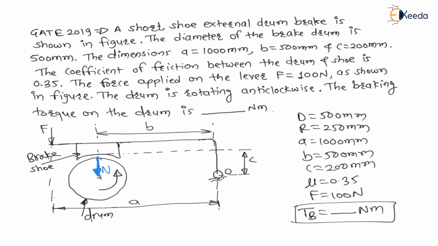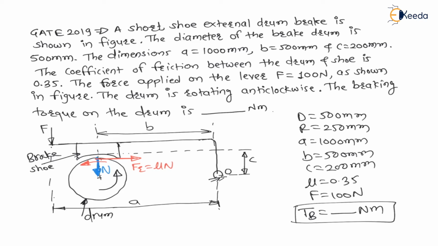Now, because of the anti-clockwise rotation, the contacting point will move towards the left. Therefore, friction is opposite to the motion, so there will be a frictional force on the drum opposite to the motion, which is Fr equal to mu N. Therefore, we have identified the direction of normal reaction and frictional force on the drum.